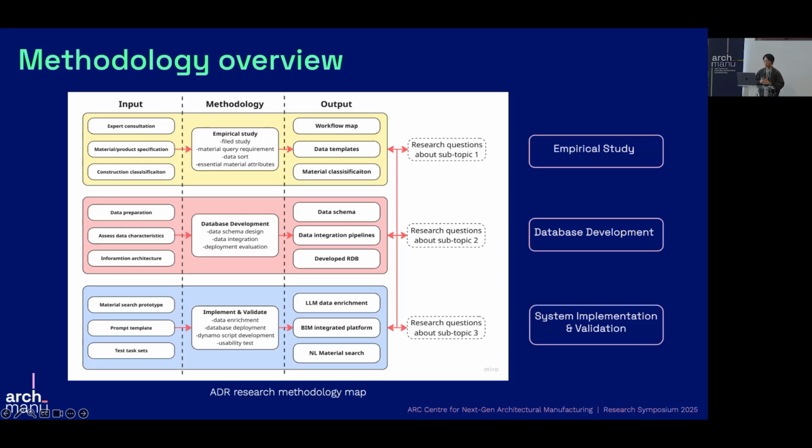And the third part is the system implementation and validation. In this part, the research will connect Revit with an external database through Dynamo, and also do some experiments with LLM, for example, to extract material data, and also to run some queries on the database. After that, usability testing will be conducted to test the effectiveness of this platform.